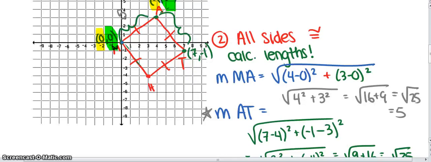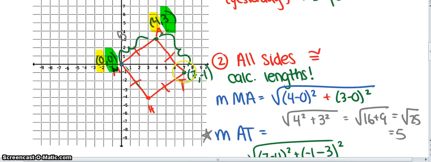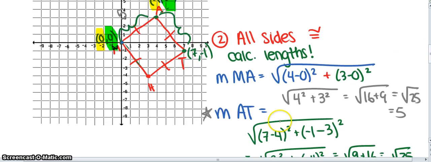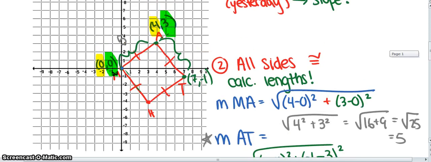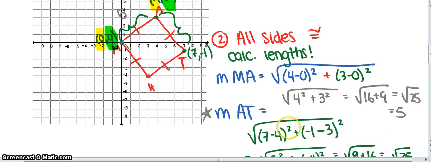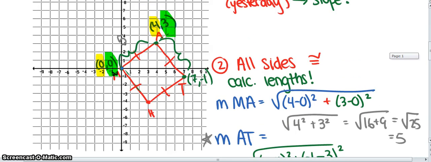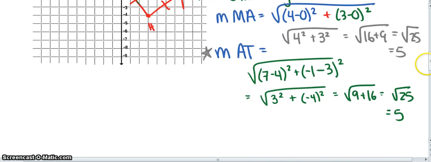Okay, you should have paused that and calculated the length of AT. You needed to know that T was 7, -1, that was told to you. So I plug it into my formula. I do x minus x. So one of my x's is 7. One of them is 4, 7 minus 4, squared. Then I add y minus y, -1 minus my other y coordinate, which is 3, and square it. Okay, simplify that, 7 minus 4 is 3, -1 minus 3, it's going to make it more negative. So this will be -4, and square it. 3 squared is 9, -4 squared is 16, you get the square root of 25, and you also get 5.